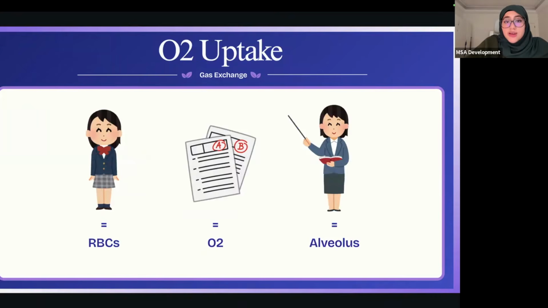Now I'm going to explain O2 uptake. Let's pretend that these students are RBCs, or red blood cells. Now this O2 is paper, and the alveoli is the teacher.